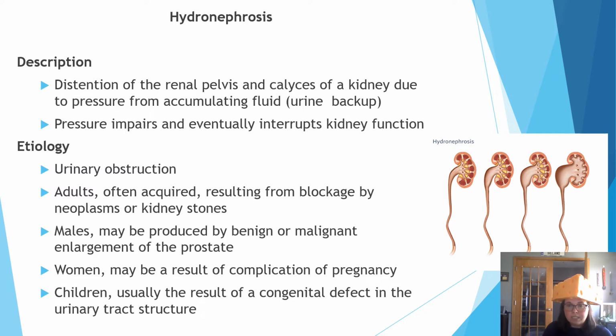For adults, this disease is often acquired, resulting from blockage by neoplasms or kidney stones. For male patients, a benign or malignant enlargement of the prostate can be a causative agent as well. In women, this condition could result from complications in a pregnancy. Children usually get this by some form of congenital defect in the urinary tract if diagnosed young.